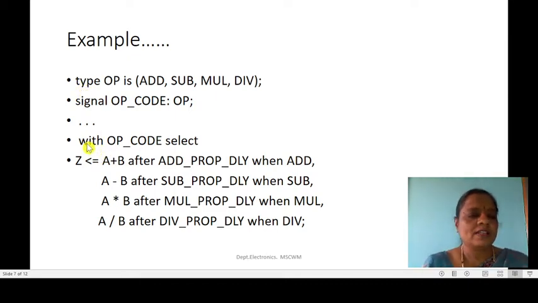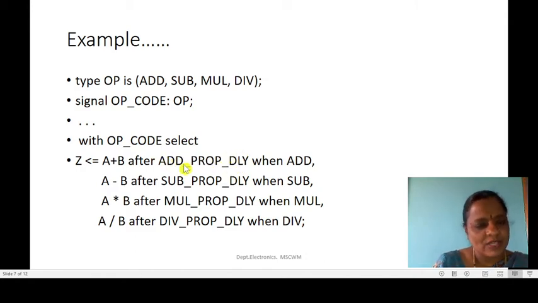And here I start the program with the keyword with. The opcode is your expression, and select, and Z is the target signal. So what I am writing here: A plus B after add_propagation_delay. This is your waveform element. When, and here the choice is there. What is our choice? Add. So in this expression, this is the waveform element: A plus B after add_propagation_delay.